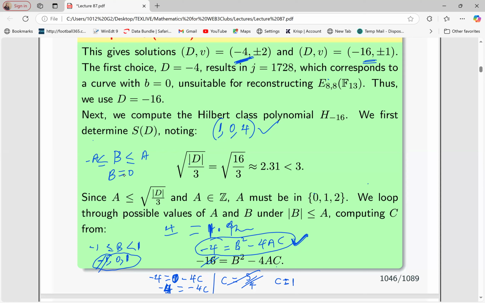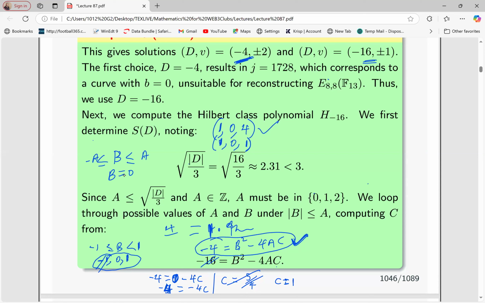Another possibility is that A can be 1, and if that is the case, B will be 0 and then C will be 1. So this is another possibility of the set ABC.